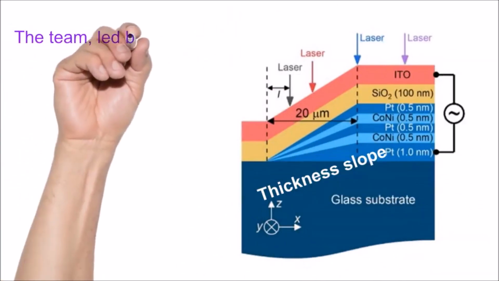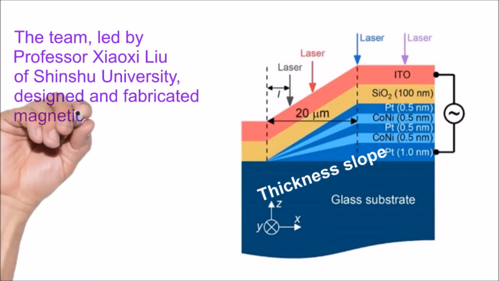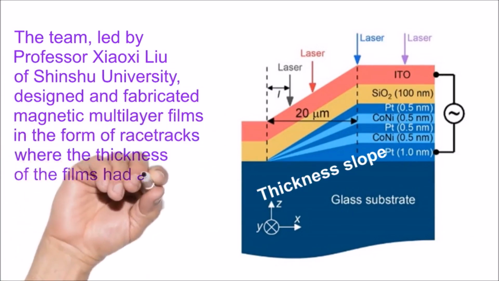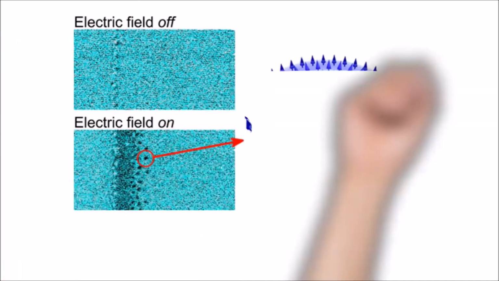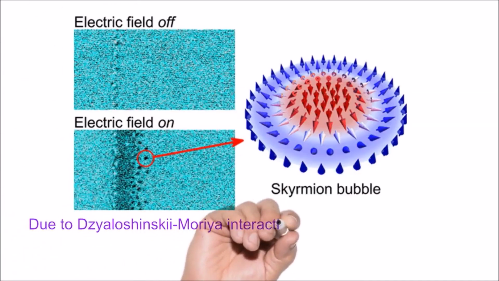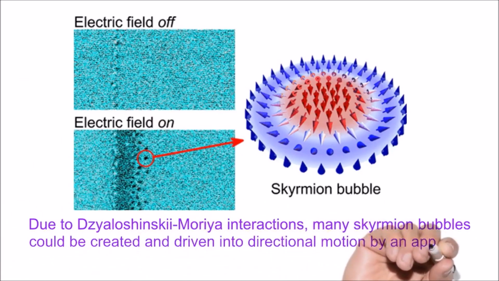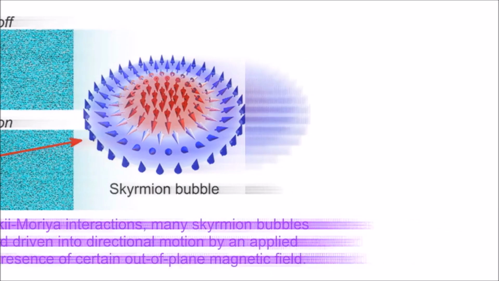The team, led by Professor Liu of Hsinchu University, designed and fabricated magnetic multilayer films in the form of racetracks where the thickness of the films had a slope. Due to DM interactions, many skyrmion bubbles could be created and driven into directional motion by an applied electric field in the presence of a certain out-of-plane magnetic field.